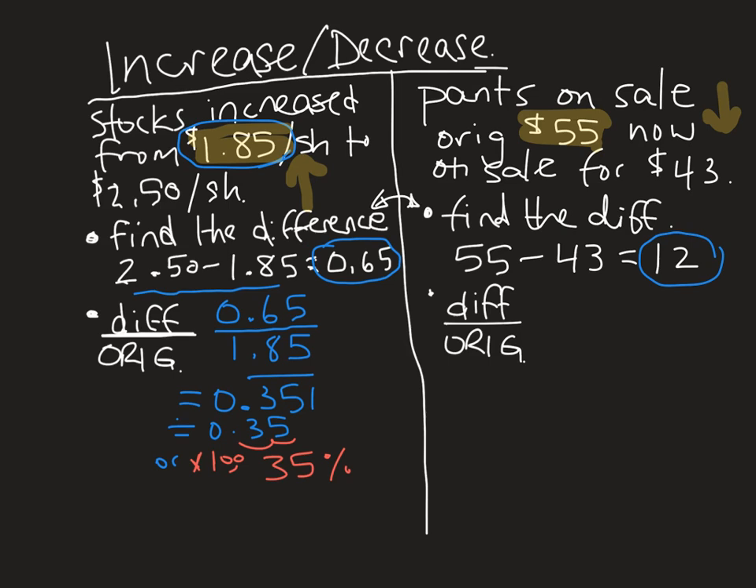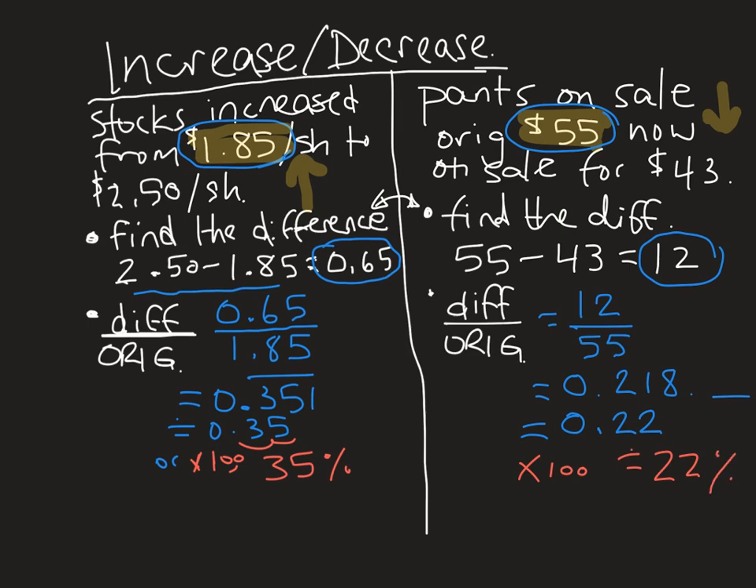So our difference is $12 and our original, our starting point, was 55. So I'm going to do 12 over 55, or 12 divided by 55, and that's going to equal 0.218 something, and I'm going to round that to 0.22. To get that back to a percent, I'm going to multiply by 100, so I'm going to get approximately 22%. So that means those pants are roughly 22% off. Really always remember that you're dealing with a part to whole, and line things up accordingly.